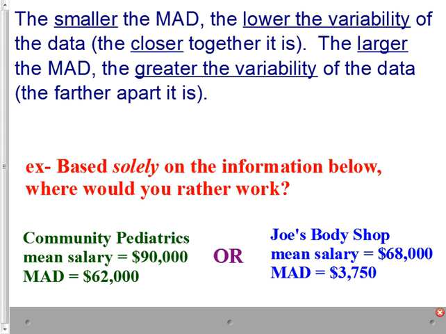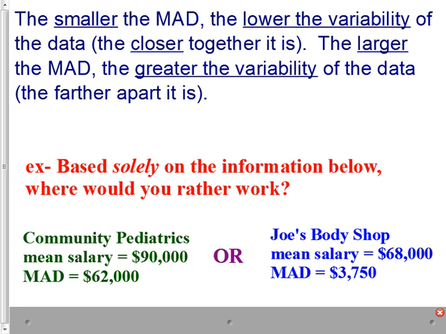What that means is the people who are making the lowest amount of money and the people who are making the highest amount of money, those distances are pretty far apart. That's what having a large MAD means. That's what it means when you have a large mean absolute deviation.